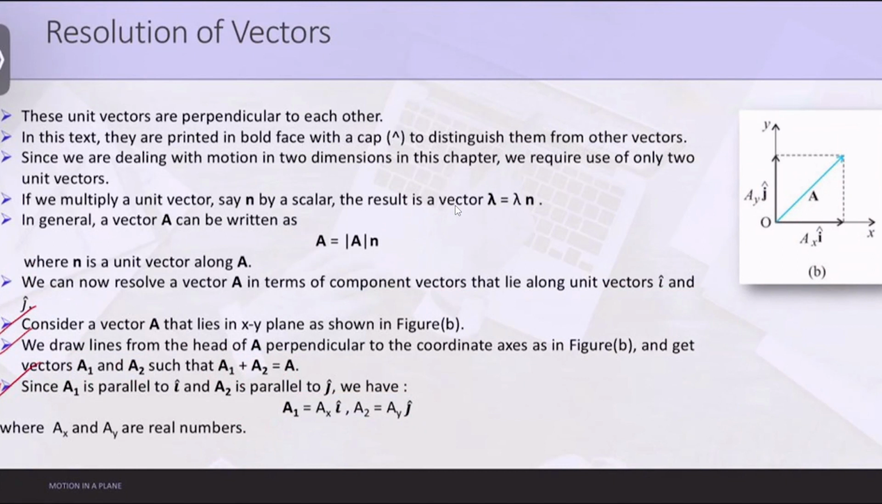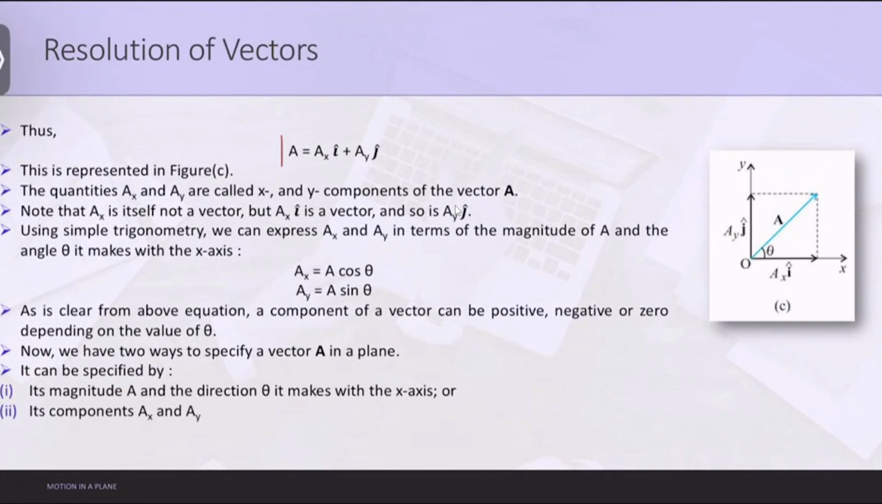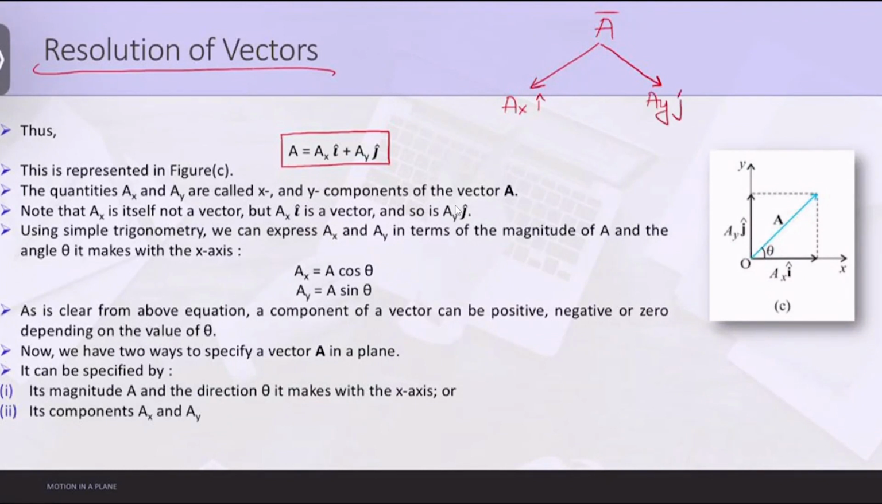So A1 is equal to AX I cap, and A2 is equal to AY J cap, where AX and AY are real numbers. Thus, the final conclusion is that A is equal to AX I cap plus AY J cap. What is the name of the topic here? It is resolution of vectors. We had a vector, and we resolved this vector into two different components, which were AX I cap and AY J cap. That is how the name resolution came into the picture.